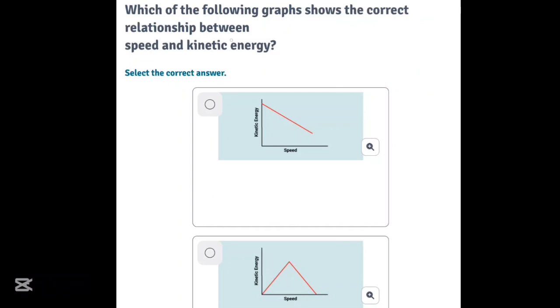Which of the following graphs shows the correct relationship between speed and kinetic energy?